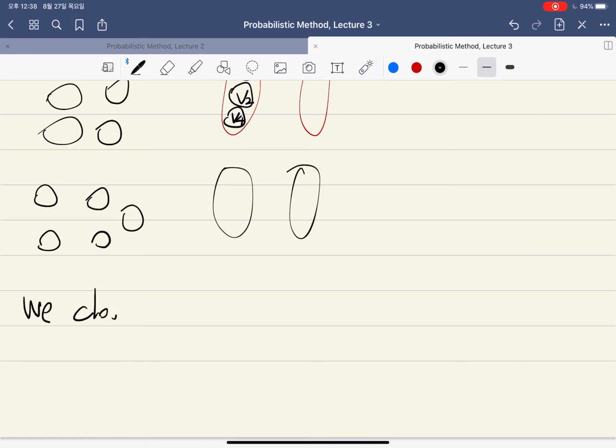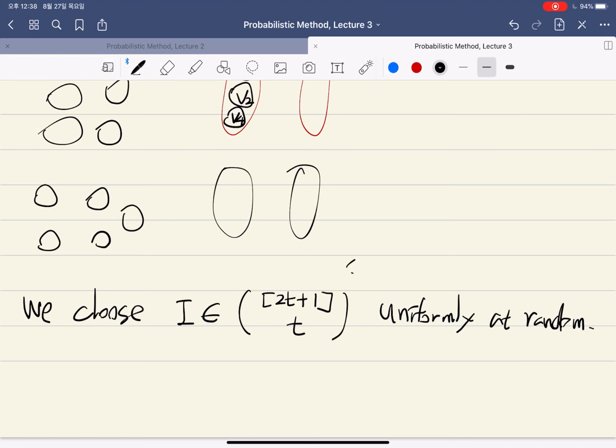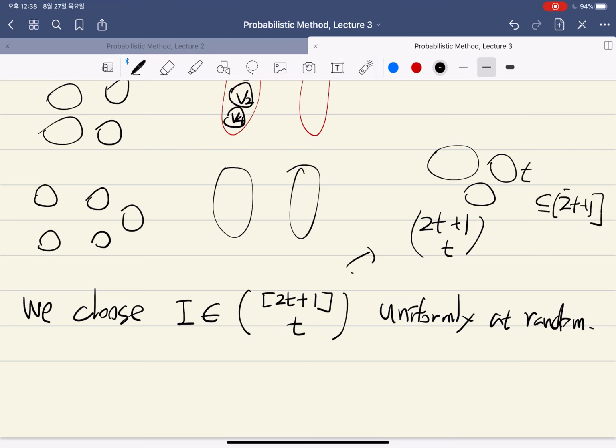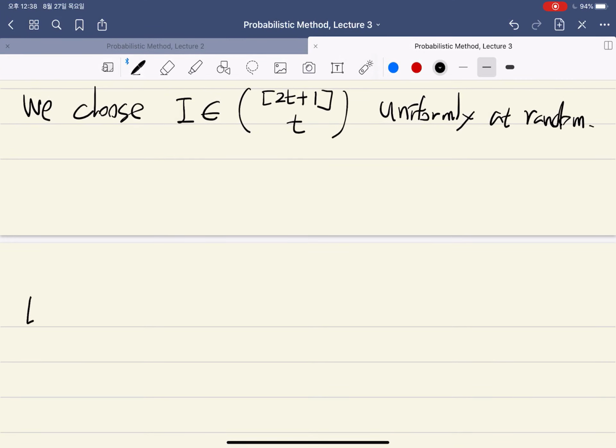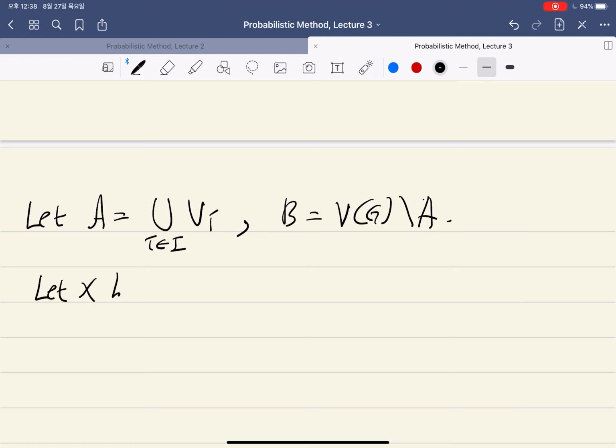So formally, what we do is we choose I out of the index set between 1 and 2t plus 1 with size t uniformly at random. Meaning that there are 2t plus 1 choose t many possible sets of size t lying inside of 2t plus 1 bracket. And out of that, we choose 1 so that each set is likely to be chosen with the probability 1 over 2t plus 1 choose t. And we let A be the union of Vi, where i is in this randomly chosen set I, and B is the remaining vertex set. And let X be the number of crossing edges with respect to the partition A union B.